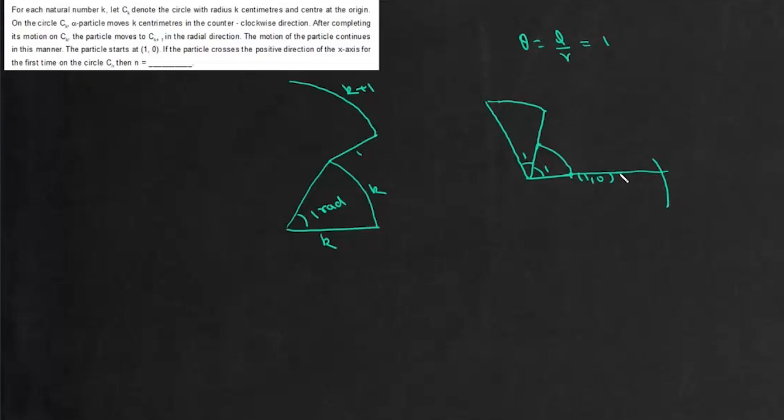Now we know that this entire angle is 2 pi, and 2 pi is 6 point something. Now this 6th radian angle will be crossed when the value of n is 6, and then it'll move to n equals 7, and for n equals 7, it'll again be one more radian. Now this 2 pi will lie between 6 and 7, so it'll be crossed on the 7th circle. So in this case, the value of n will be simply 7, and that is the answer to this question.